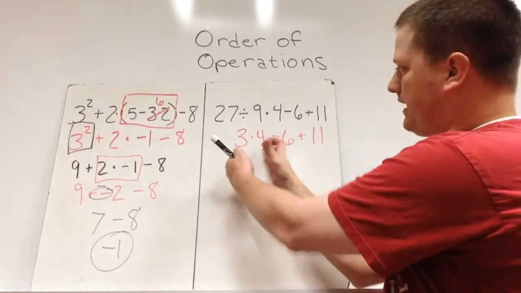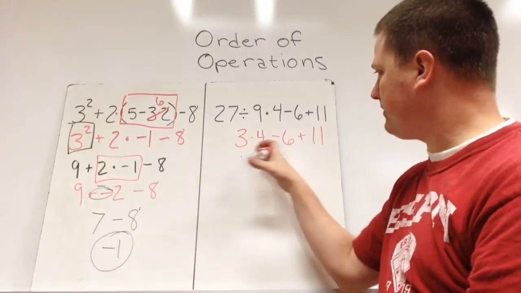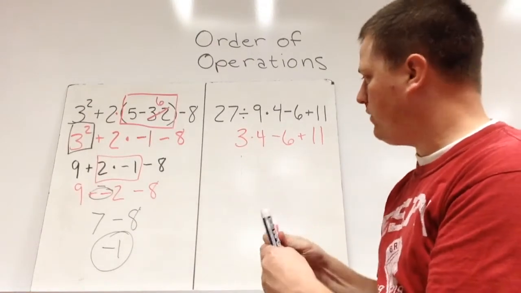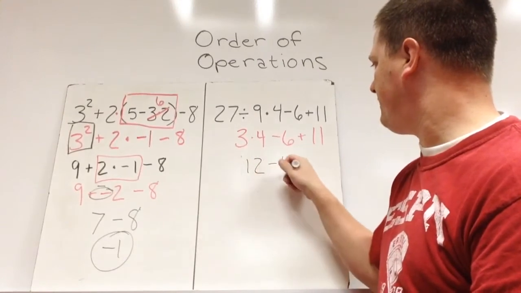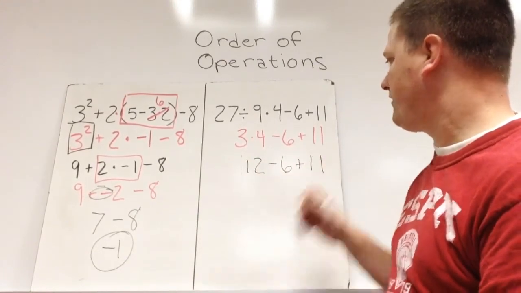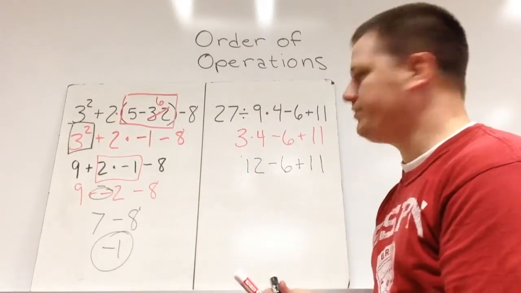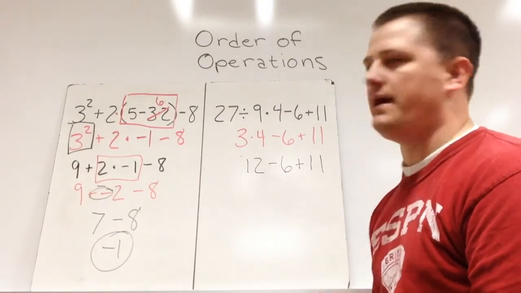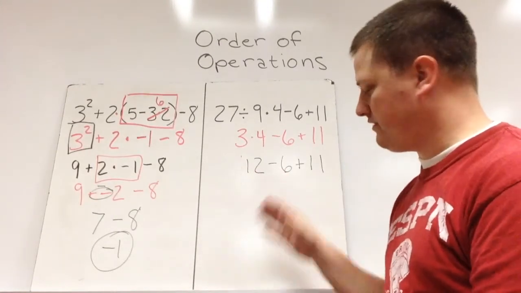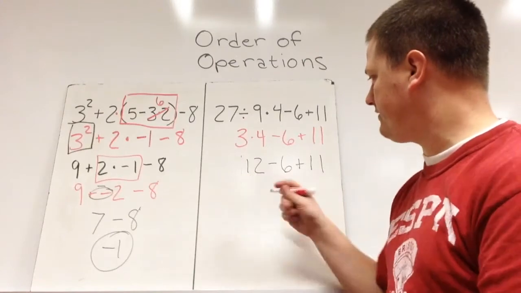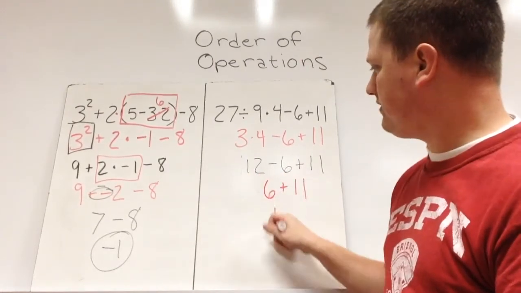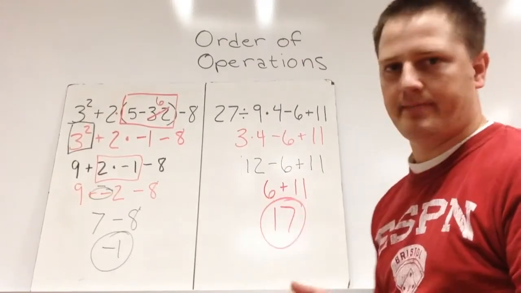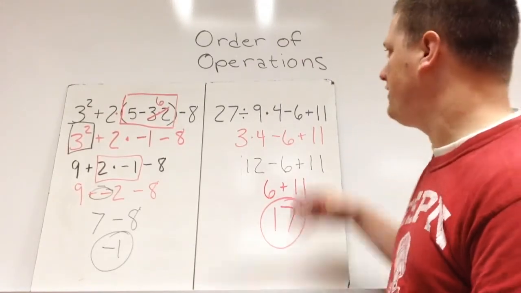Now we've got multiplication on the left, so we do that. 3 times 4 is 12. Bring down everything that's left. Okay, there's no multiplication or division left, so now we're on to add, subtract. Subtraction's on the left, we do it first. 12 minus 6 is 6, plus 11 leaves us with 17. Alright, that's integers.